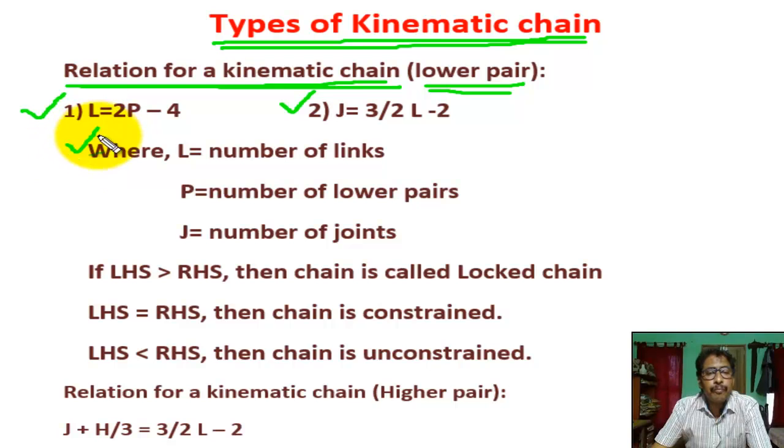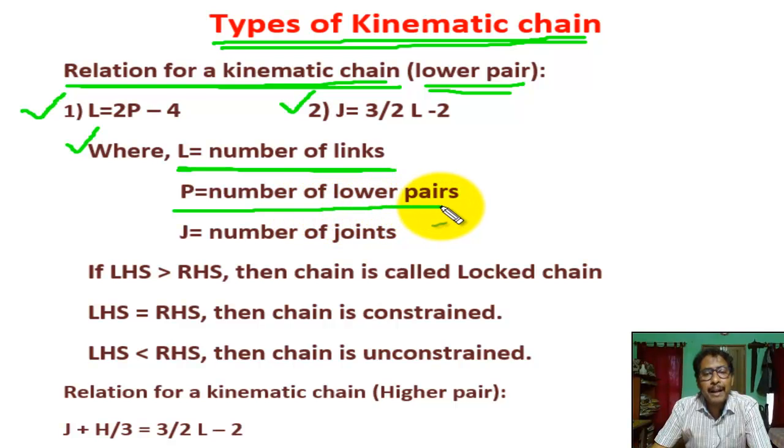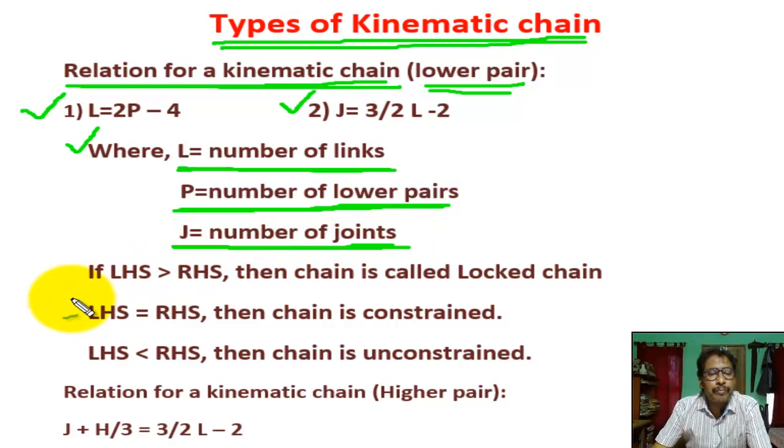where L equal to number of links, binary links, P equal to number of lower pairs, J equal to number of joints, binary joints. In each equation, this is the left side and this is the right side.